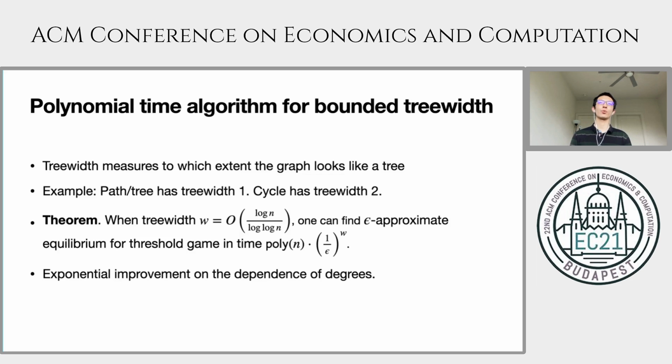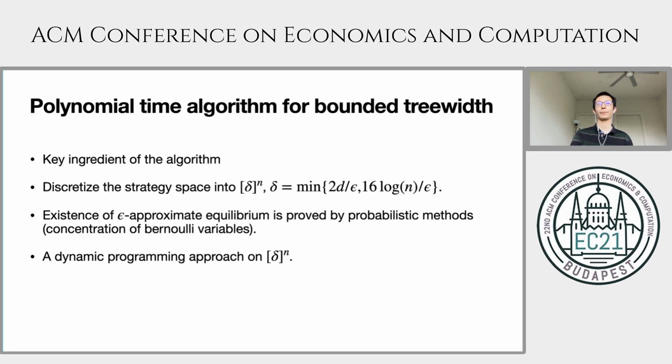Our major result is to prove that when the tree-width is suitably bounded, that is, the tree-width is less than log n over log log n, where n is the total number of vertices in the graph, then one can find an epsilon approximate equilibrium of threshold game as well as the public good game in polynomial time. And we remark we achieve an exponential improvement over the dependence of maximum degree over previous result for general graphical game. I will then give a very high-level overview on the key ingredient of our algorithm.